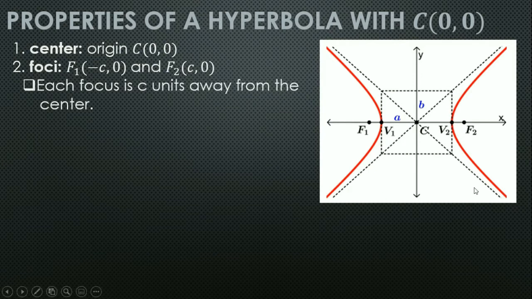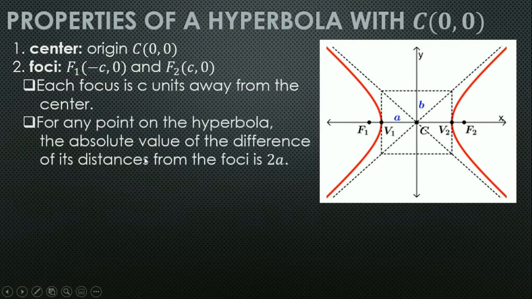Yung distance ni focus, F sub 1 and C, ang value niya ay c. Okay? Take note of that. For any point on the hyperbola, the absolute value of the difference of its distances from the foci is 2a. Yun yung definition. P f sub 1 minus P f sub 2, the absolute value is 2a.